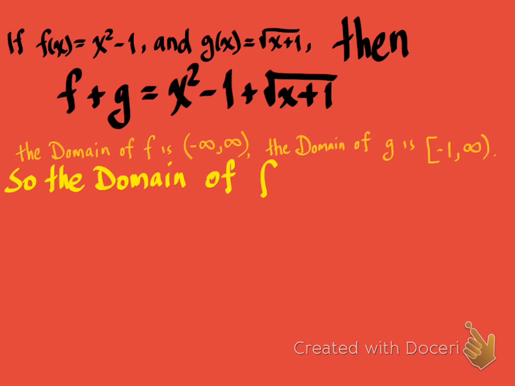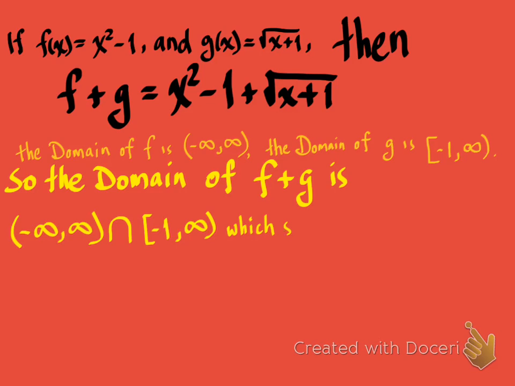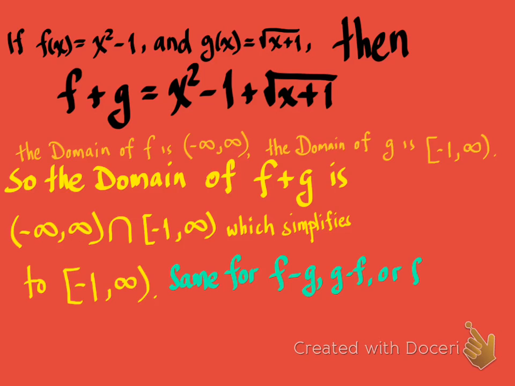So the domain of f plus g, well, we could write it with that intersect symbol right there, but usually those expressions can be simplified, like this one certainly can be, down to just bracket -1 to infinity. That's the domain of f plus g. And any other combination of f and g, f minus g, g minus f, f times g, all of those would have the same exact domain. Once you worked out what the function looks like, its domain would be bracket -1 to infinity.